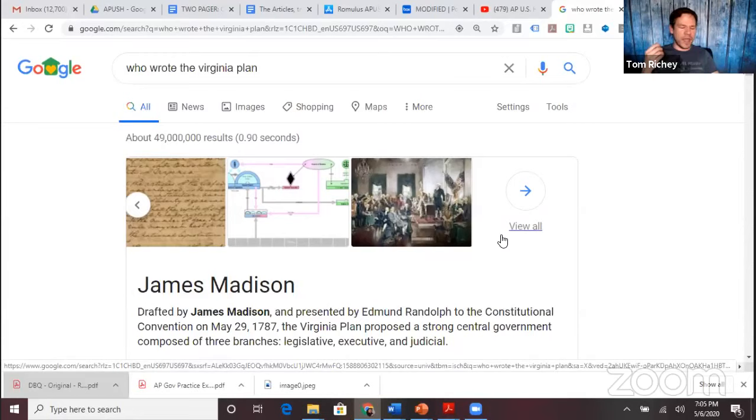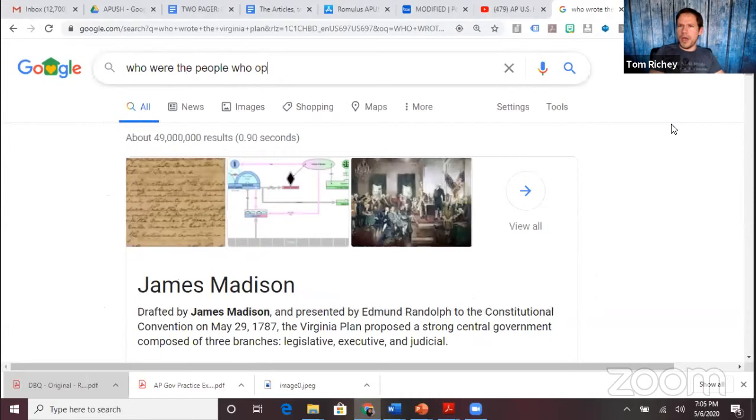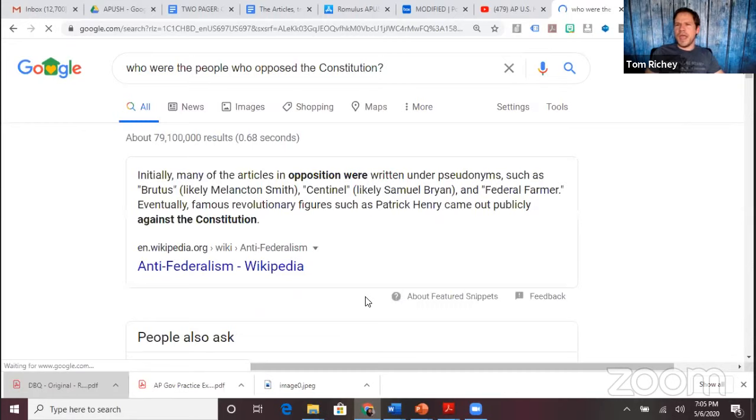So then we think about this in terms of what was... I wouldn't ask complicated questions here. Okay. So that's something that I think is very important. Who were the people who opposed the Constitution? Okay, so who are the people who opposed the Constitution? Antifederalists. Okay, so we see here Antifederalists. So that's something that is very important here.